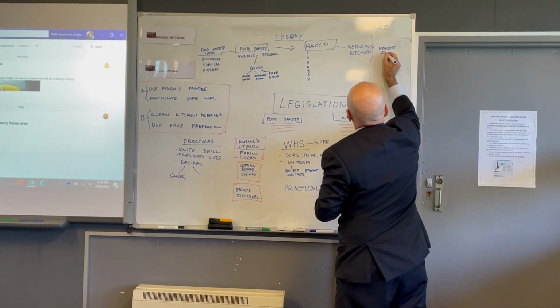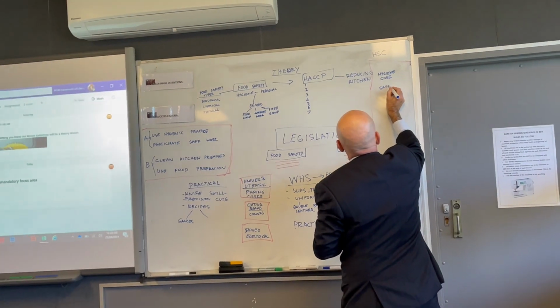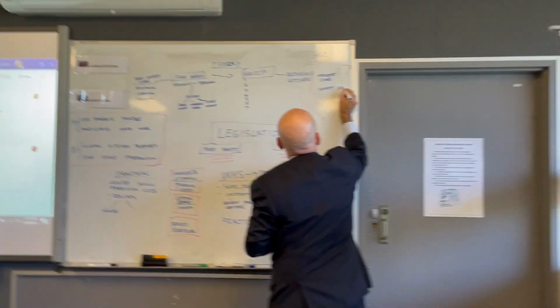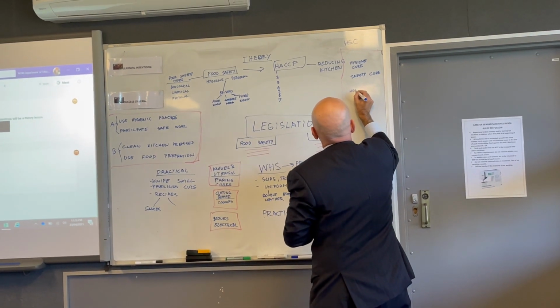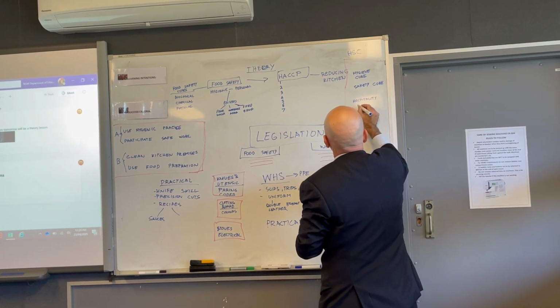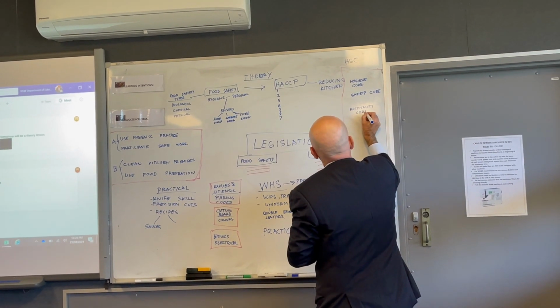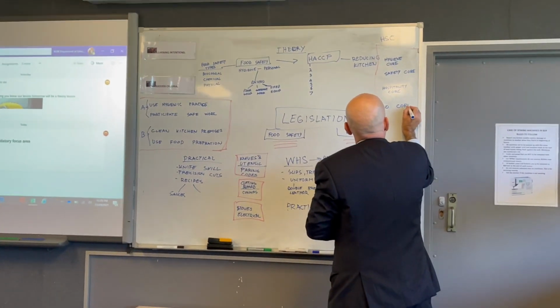All right. We have a safety core. We have hospitality. I just call it hospitality, but it's actually hospitality information core. And then we have the kitchen operations core. Okay.